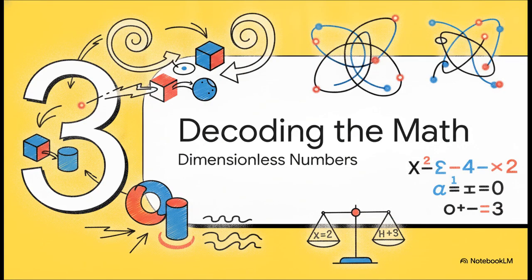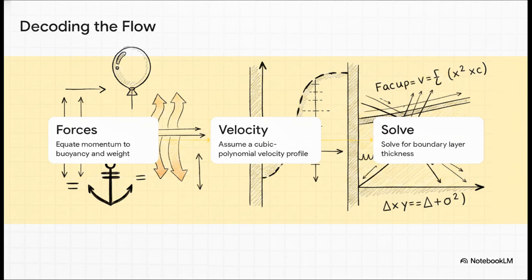All right, Section 3, decoding the math, dimensionless numbers. Now, don't worry, we aren't going to get bogged down in pages of dense integral calculus today. But I do want you to appreciate the elegant three-step logical flow engineers use to analyze this stuff. First, they identify the forces. That means equating the momentum to the buoyancy and weight forces.